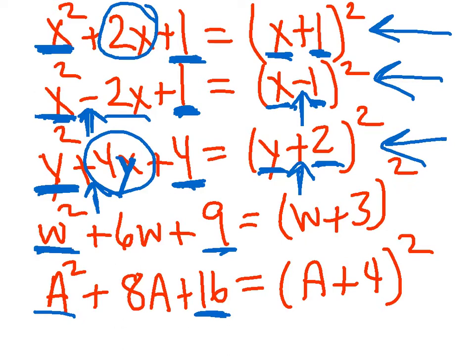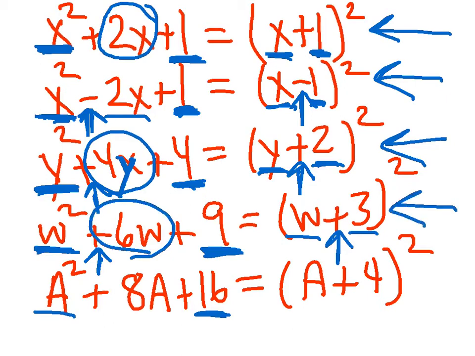Continue. W squared is the square of w. 9 is the square of 3. That is a plus, so that is a plus. W times 3 is 3w. 3w doubled is 6w. That's the middle term. Therefore, this is the correct perfect square.